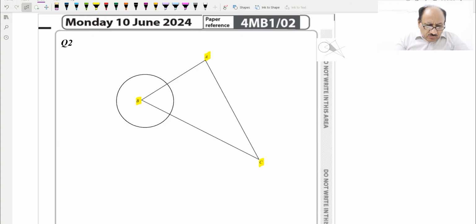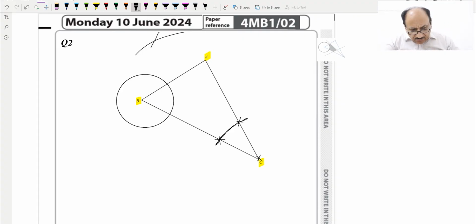This is part A which we have done. Part B is the perpendicular bisector of AC. A perpendicular bisector will be a line which will be bisecting. So how will we draw it? We will put our compass over here and draw an arc like this one. I'm showing it on my screen, and then we will put our compass over here and make an arc like this, and from here also we'll make another arc.